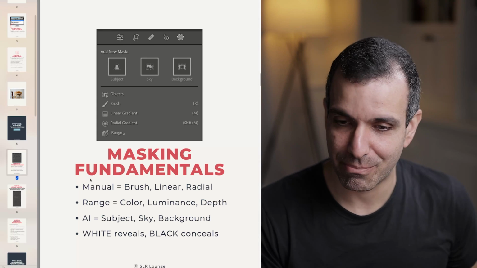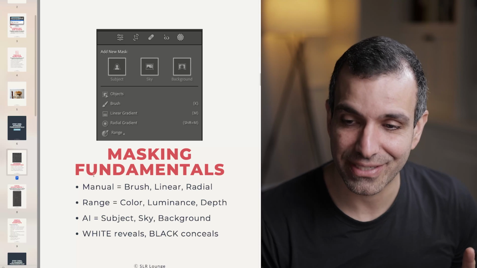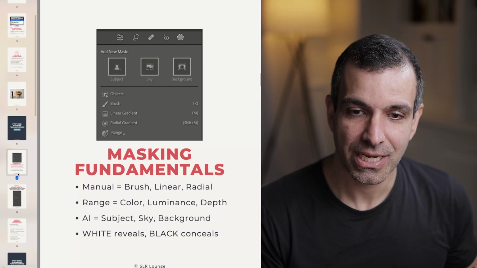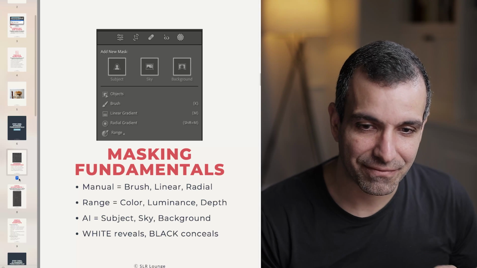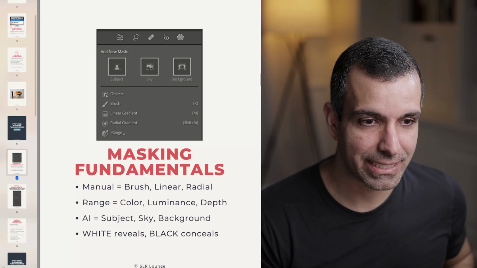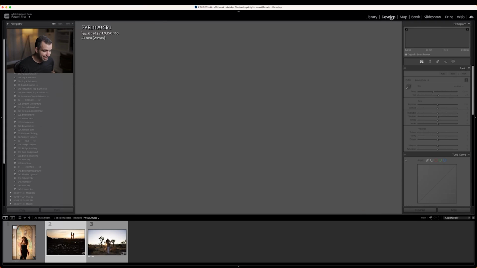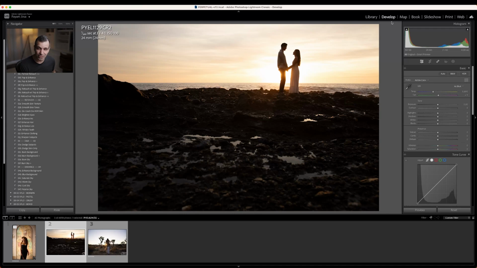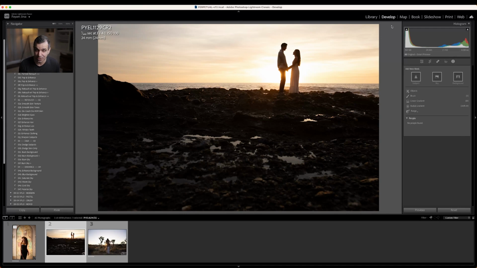And we're going to give you the basic kind of white reveals, black conceals concept, okay? So let's go through masking fundamentals and talk about what that really is. Probably the quickest way to get over to the masking menu is actually with the shortcut Shift-W, okay? I gave you guys in the slides a list of my most used shortcuts, but this is your masking menu right here.